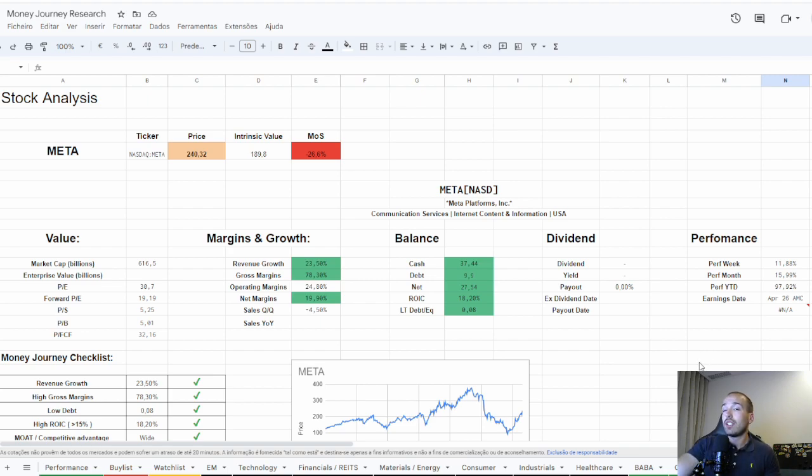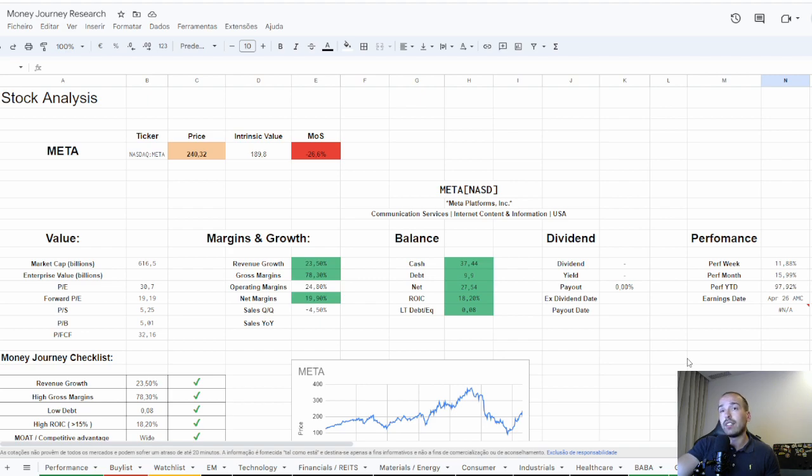So Meta was turning into a bigger position in my portfolio. Since the beginning of the year, Meta was around 10% of my portfolio. I really believe in the company. And with that increase in their stock price, it was almost 20% of my portfolio. So I decided to trim it.